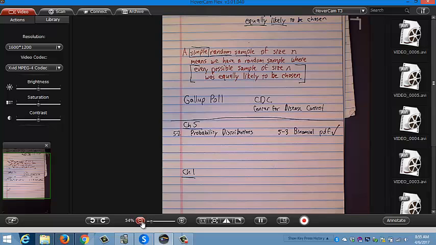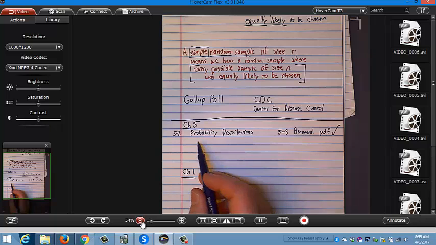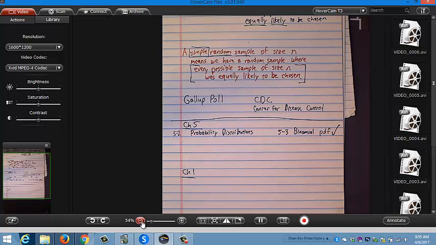But did we do 5.2 yet? So let me go over a couple of things with you. How do you know if you have a probability, this PDF, how do you know if you have a probability distribution or not?